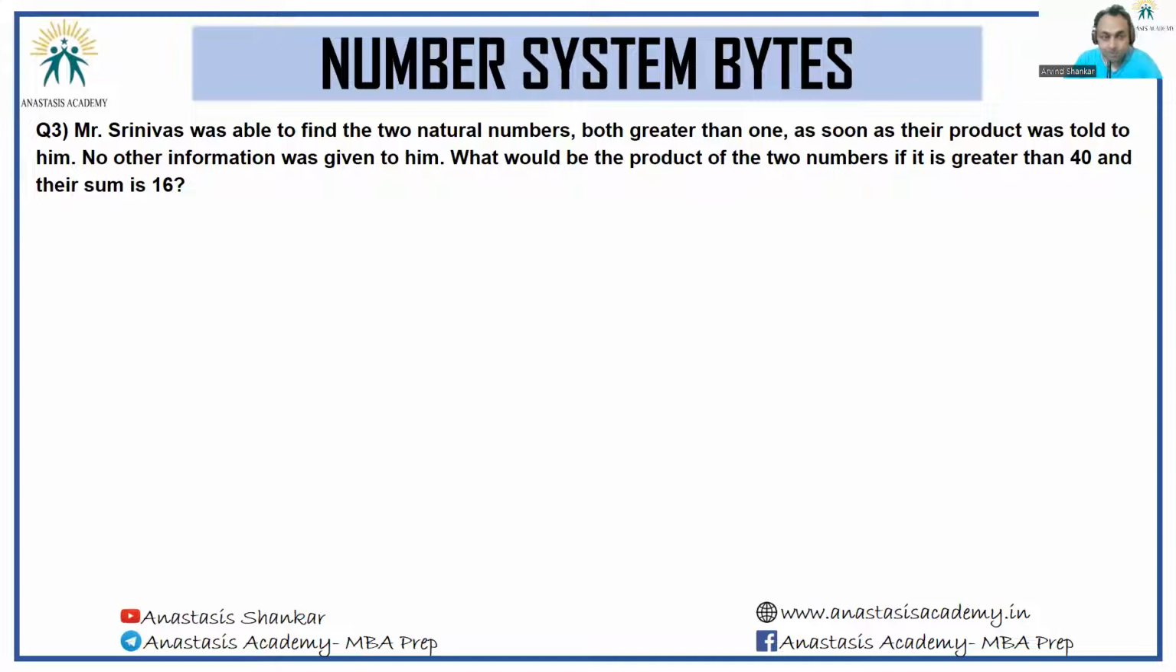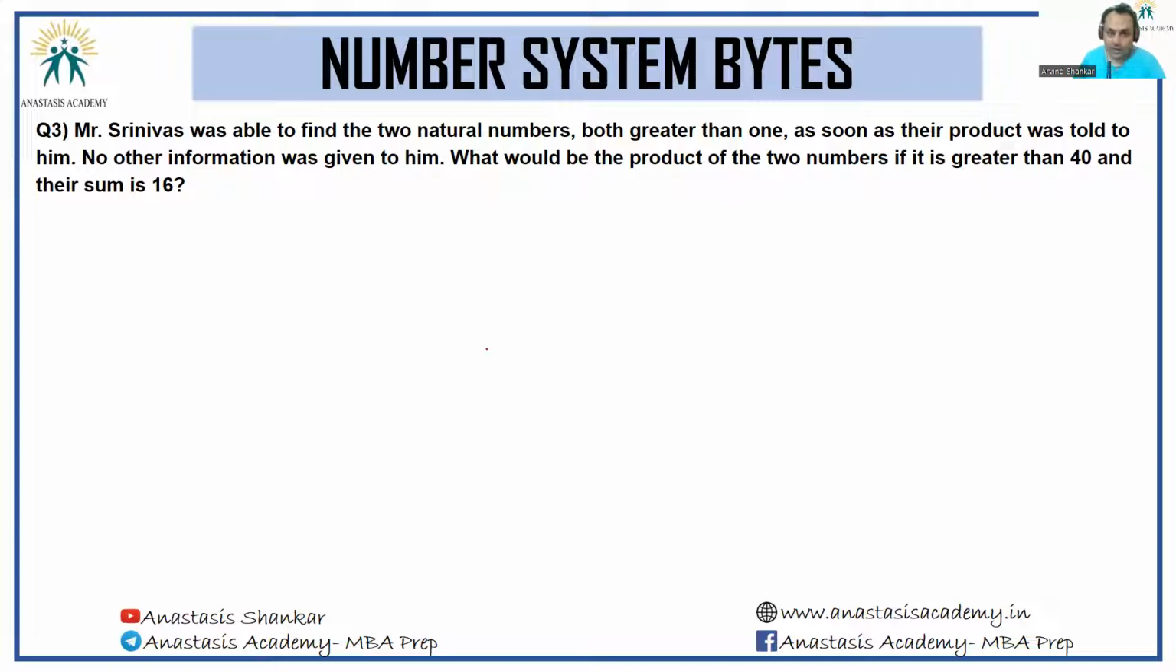Next question. Mr. Srinivas was able to find the two natural numbers, both greater than 1, as soon as their product was told to him. No other information was given to him. What would be the product of the two numbers if it is greater than 40 and their sum is 16?